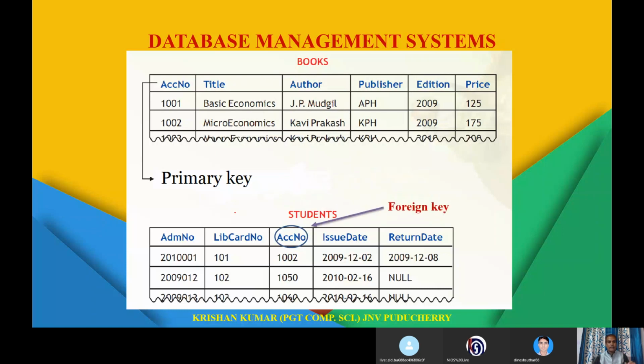Please try to understand. In the primary table, it is called a primary key. In the secondary table, the same column which is used to set the relation between both tables is called a foreign key. So see, the relation is going to be established between the books table and the students table.